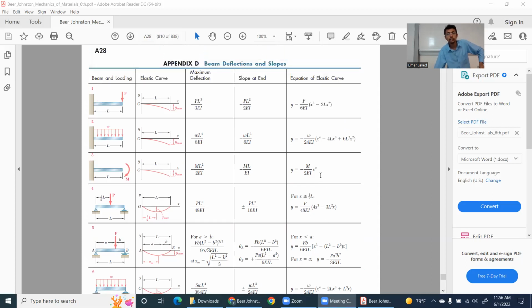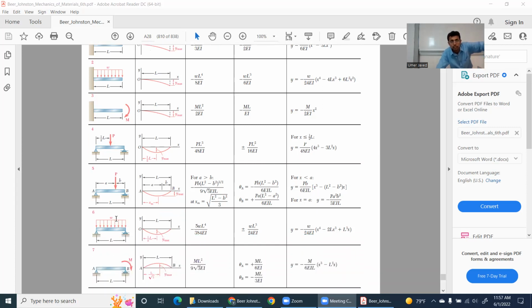So I will again repeat that this is a table. If you can also have a quick look here so I can proceed. I was actually using the values from here directly. This is a chart in your book: beam and loading, elastic curve, maximum deflection, slope at end, equation of the elastic curve. I used two different cases. One case with a distributed load and the beam is not having any other load. And the other case I took was if a concentrated load is acting, A from the left, B from the right. I took the equation of y and I got my y values.